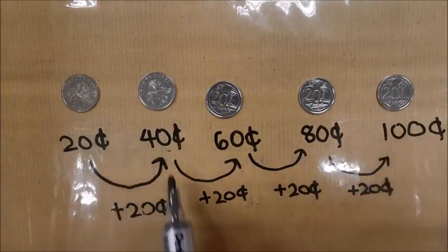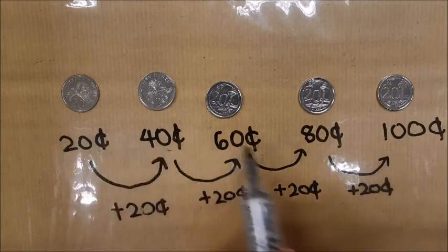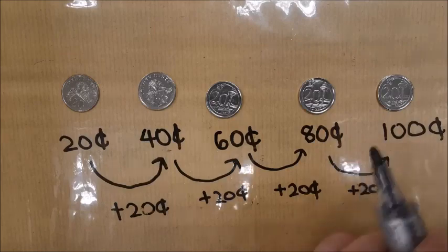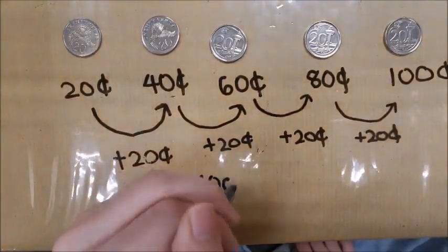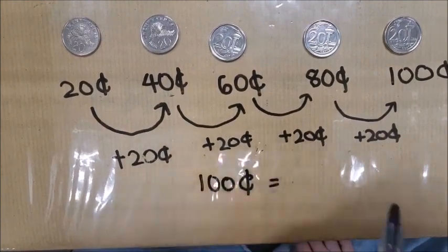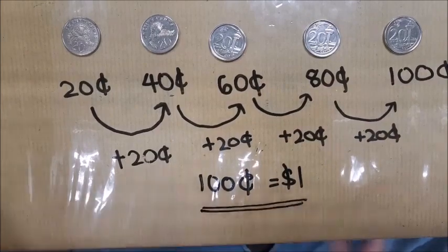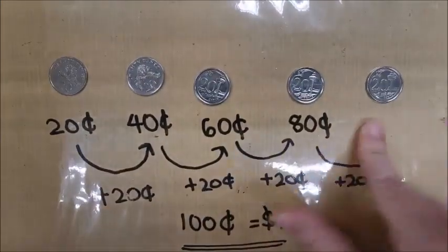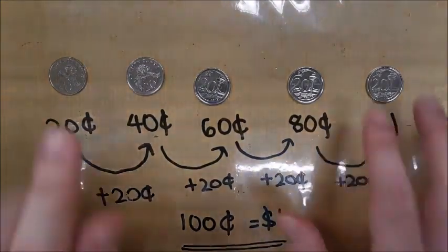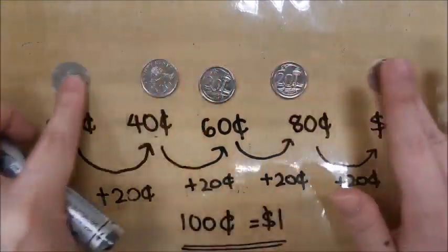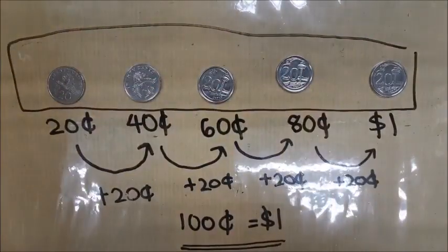So over here we have 100 cents. 20 plus 20 plus 20 plus 20 plus 20. 20 cents, 40 cents, 60 cents, 80 cents, 100 cents. And 100 cents is also equal to $1. So this can also be written as $1. And so now you know that these 5 coins make $1.